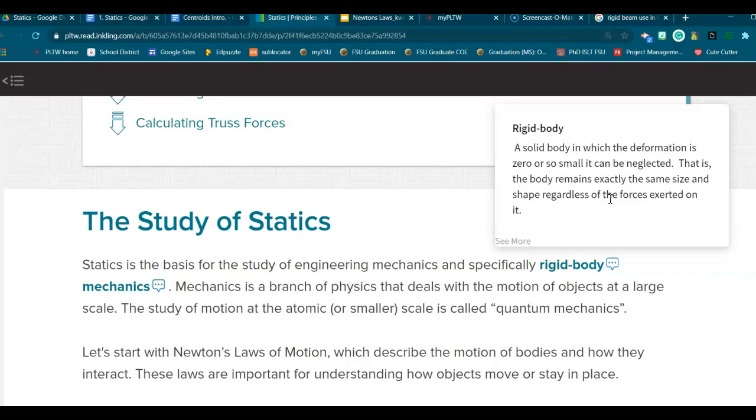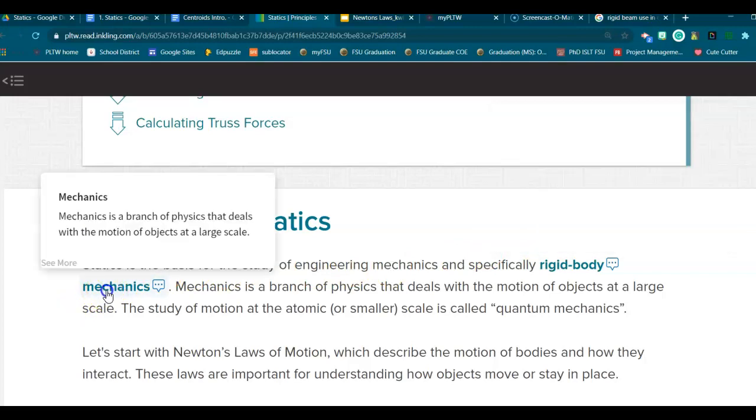So deformation is a change, and it either goes back to the way it was when the force is off of it. So you're building something and it changes a little bit. When you get that stress off of it, it goes back to normal, or you can't really tell. That's what they're talking about.